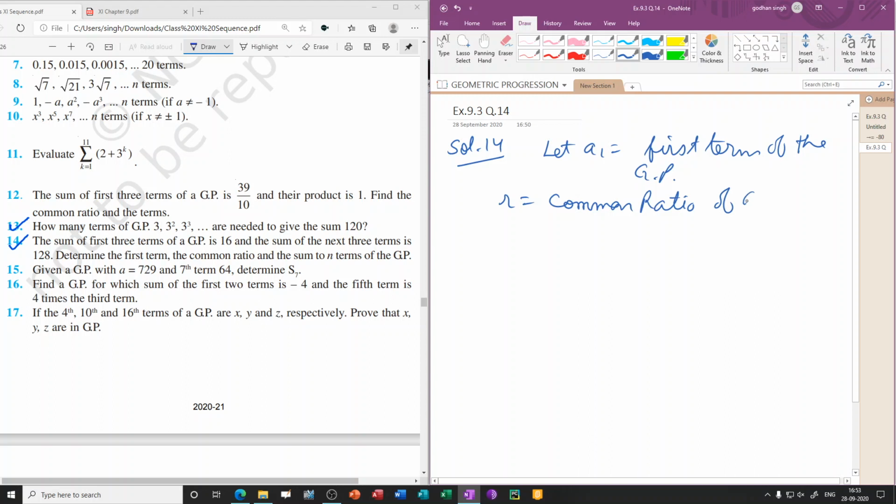Now what is given to us: the sum of the first three terms of the GP is 16, that is S3 equal to 16, and further it says that the sum of the next three terms is 128. So A4 plus A5 plus A6, that is equal to how much?